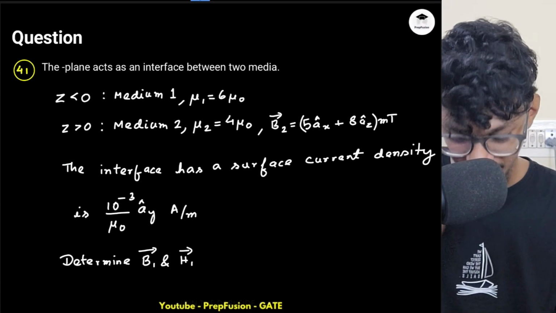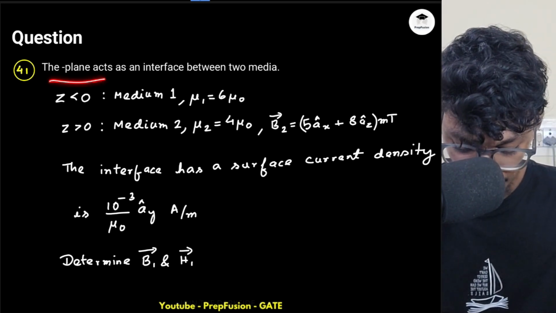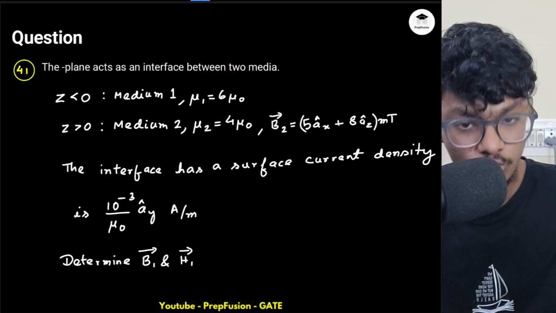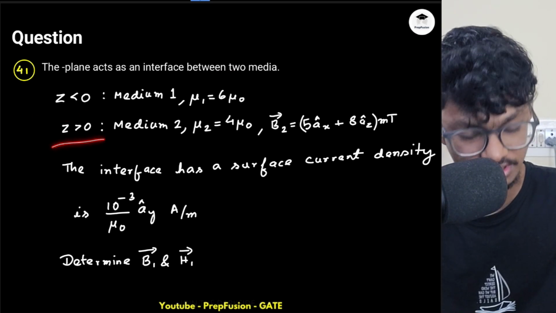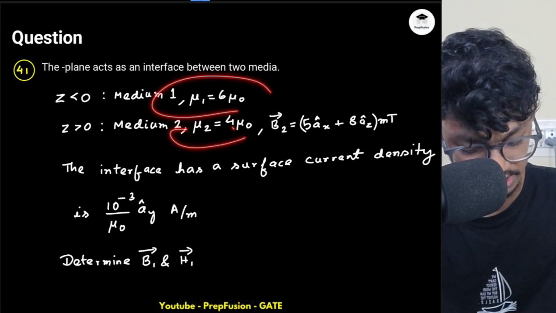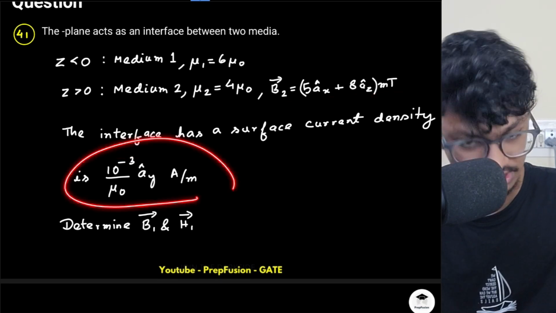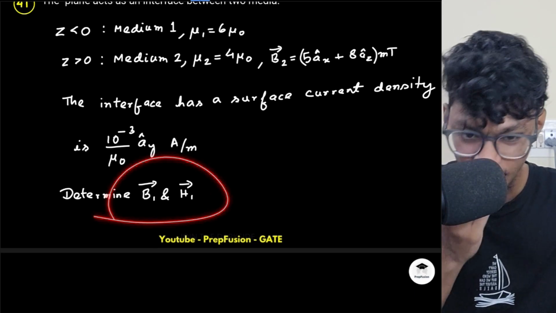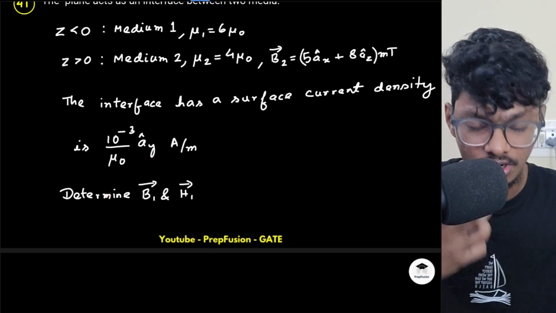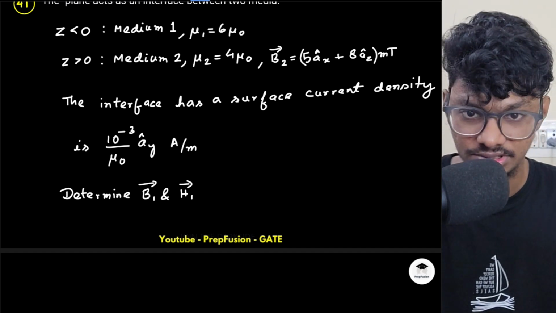So there is a last question that we have to solve. We have a plane that acts as an interface between two mediums. Z equals to 0 is the interface basically. Z less than 0 is medium 1, Z greater than 0 is medium 2, and mu1 and mu2, all these things are given. B2 is given. The interface has a surface current density, it is not 0, equal to this. Determine B1 and H1. Just a simple question, not that difficult. You just have to understand how to use the boundary condition.